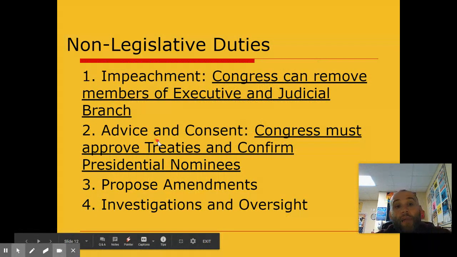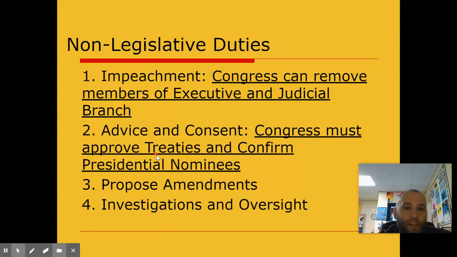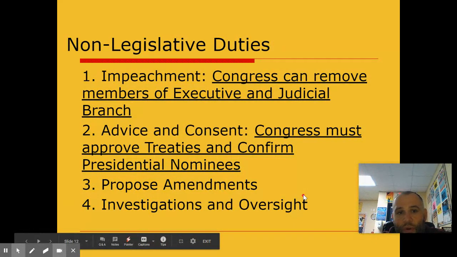All right, so what are some non-legislative duties? Besides making laws, what are some other things Congress can do? Number one, impeachment. This is a check and balance on the executive and judicial branch. If a member of the executive or judicial branch is not doing what they're supposed to or breaking the law, they can be impeached and removed from office. The Senate also gets to give advice and consent on treaties and presidential nominees. So Joe Biden right now is choosing his cabinet, people he wants to work for him, Attorney General, Secretary of State. All of those people have to be approved by the Senate. And that's called a nomination and confirmation. Congress can also propose amendments, which we talked about earlier, and they also can conduct investigations and oversight of important government matters.